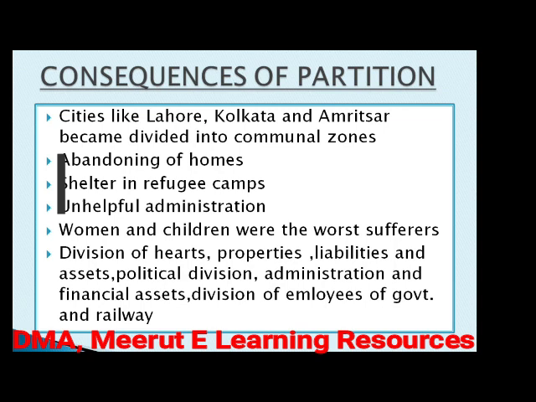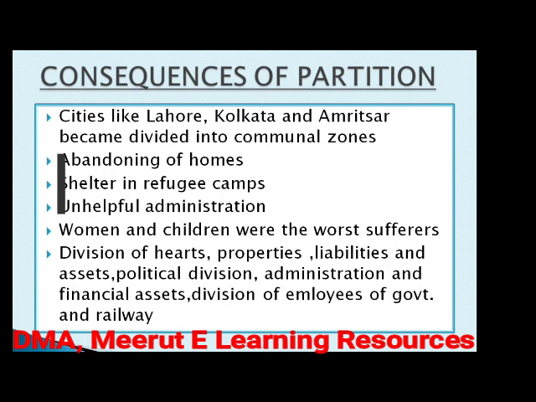Partition, we need not tell that cities like Lahore, Kolkata and Amritsar became communal zones. Communal meaning where there was bitter fighting between both the communities. People had to abandon, leave their homes and search for shelter. Both the countries decided to give them shelter or refuge. Camps were set up. But because the administration was not in place in both the countries, who would control this? Who would manage the shifting? Wherein would they have their stays? Worst sufferers being women and children, in terms of rehabilitation, in terms of self security also. So, what do we say?